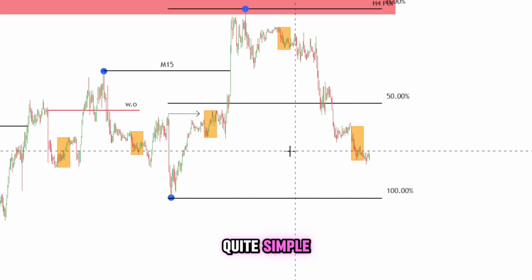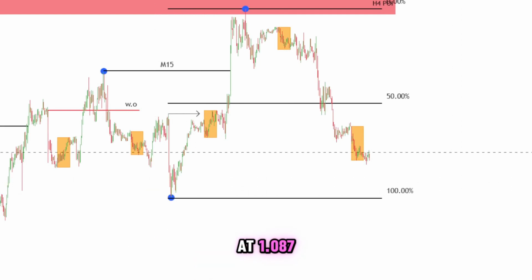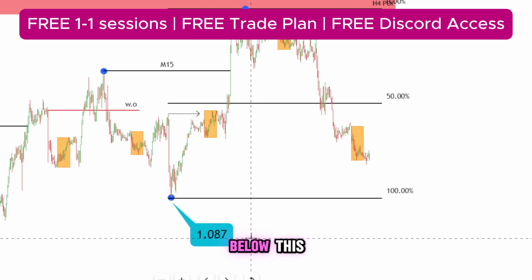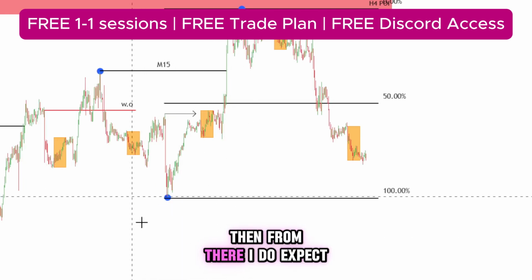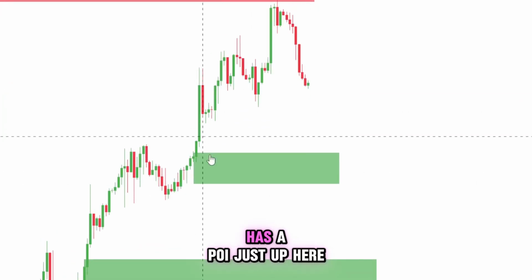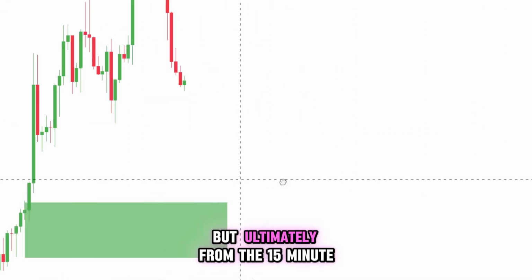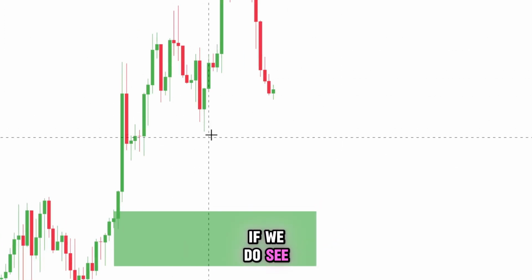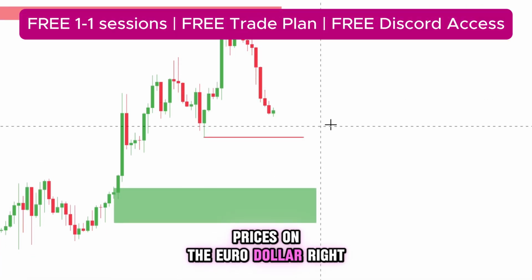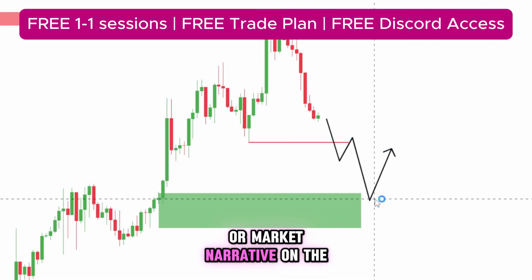And now from here, it's quite simple. If this structural low over here does get broken, and this structural low is at 1.087, so let's just mark that out, then if we see price break below this structural low down here, I do expect bearish pricing. If we head down to the 4-hour, the 4-hour has a POI just over here. I'm not saying price will get down to this POI, but ultimately, from the 15-minute time frame, if we do see the markets break below this level, then I do expect lower prices on the EUR/USD. We could potentially be gravitating towards this POI over here. So this is my market narrative on the EUR/USD.